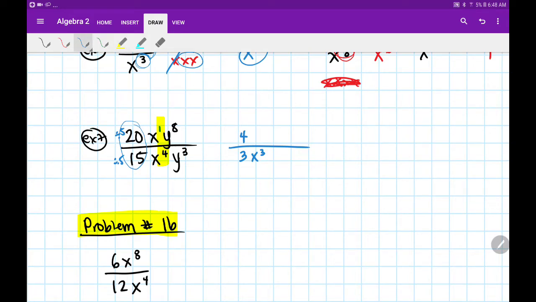I can also cancel my y's here. I have 8 y's on top, 3 y's on the bottom. So 8 take away 3 leaves me with y to the 5th power on the top. That would be our answer.